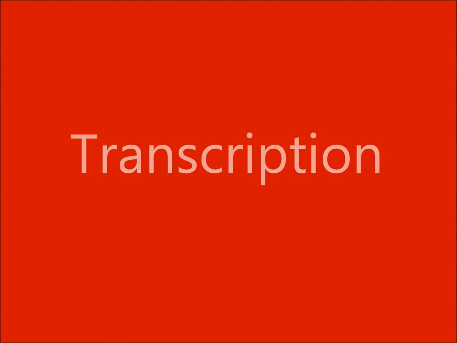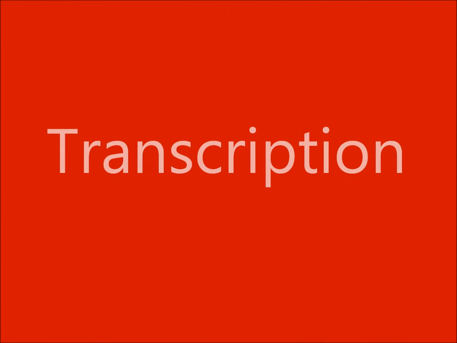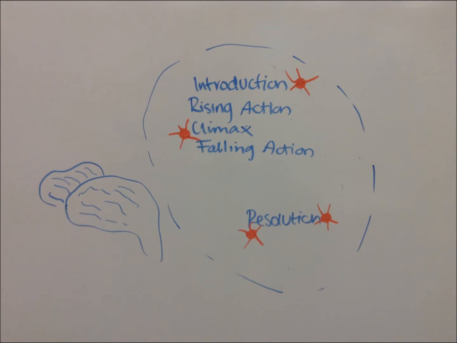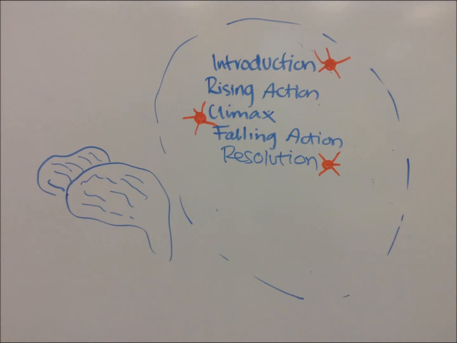To start, we have transcription. This is where mRNA is copied from the DNA template using complementary base pairing in the nucleus. The nucleus is represented by the brain, in which the writer's thoughts are being organized. This demonstrates the first step of transcription, unzipping the DNA using DNA helicase. The red cells represent this enzyme.